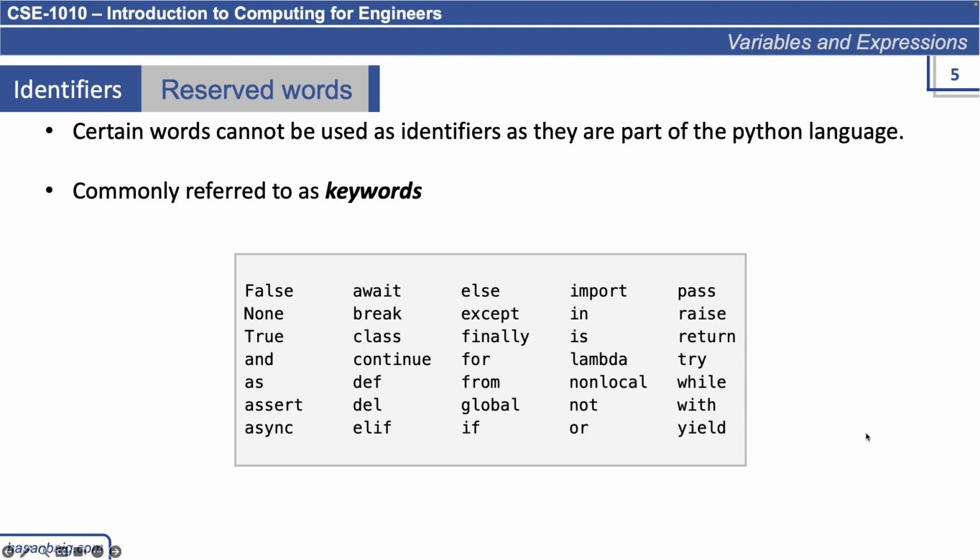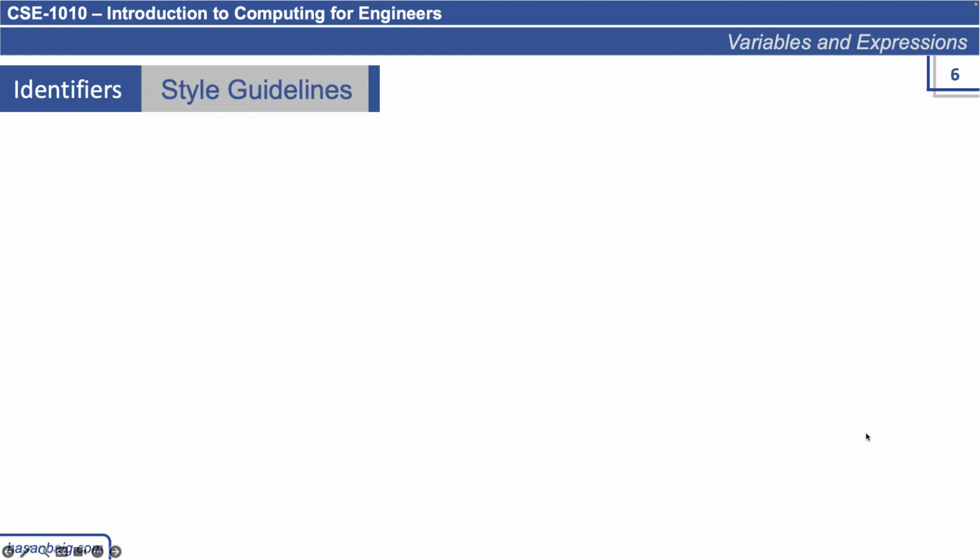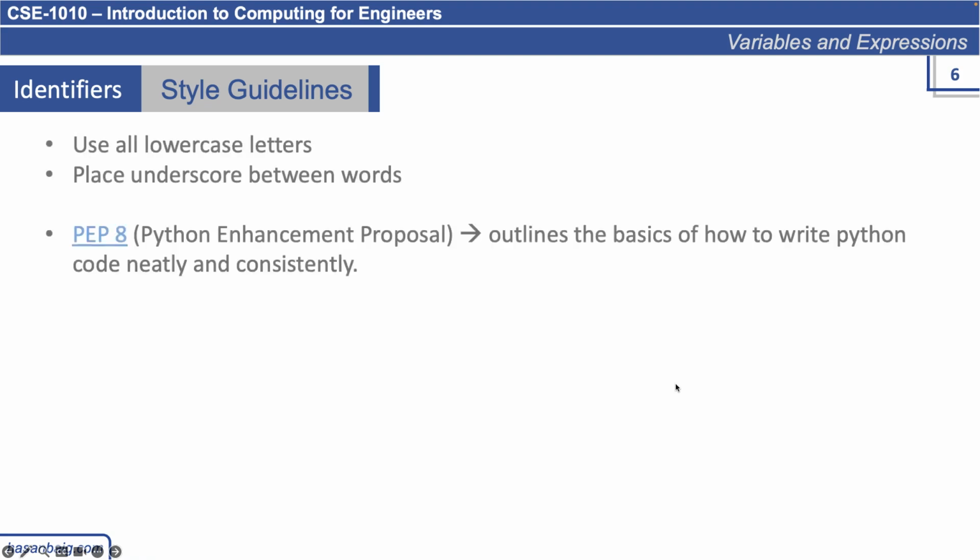Okay, let's talk about the style guidelines. While defining a variable, we always use lowercase letters. We should be including underscores between words to make the variable names more sensible. There is a special guideline with the name PEP 8, which is called Python Enhancement Proposal number 8, which outlines the basics of how to write Python code neatly and consistently.